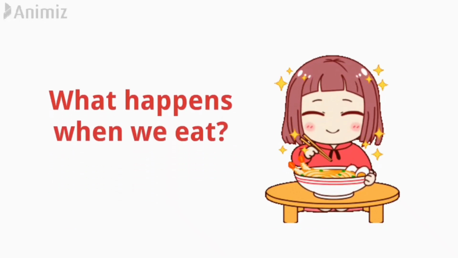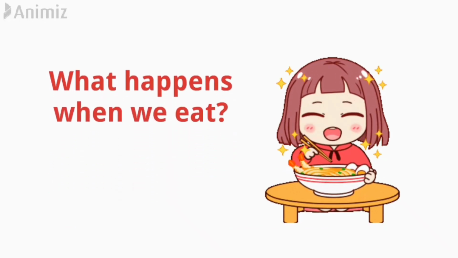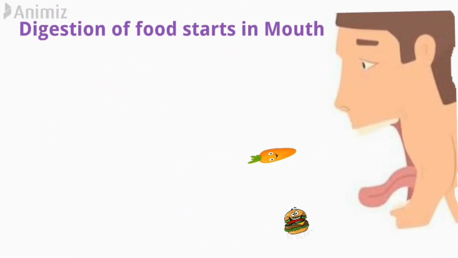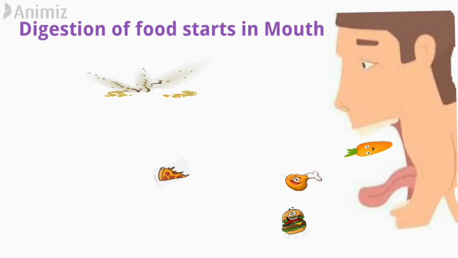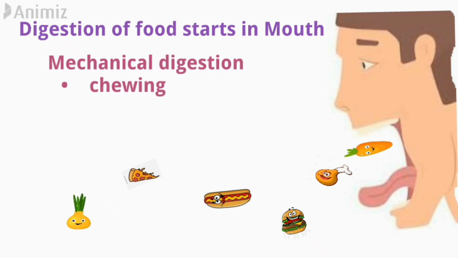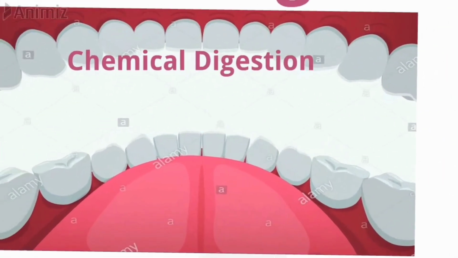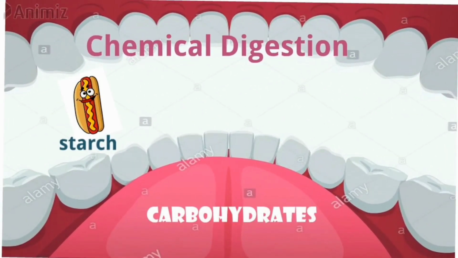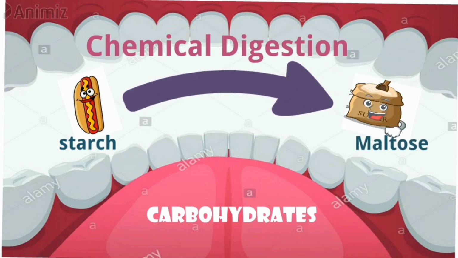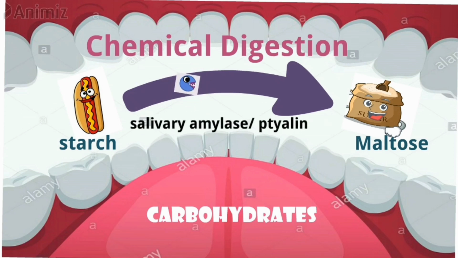What happens when we eat? The food is broken into small particles and it is mixed with saliva. As the food is taken in, digestion starts itself, including both mechanical and chemical digestion. Here, the teeth accomplish the mechanical digestion, and the chemical digestion is carried out by saliva. Digestion of carbohydrates takes place. The starch is converted into maltose through the enzyme called salivary amylase or ptyalin.